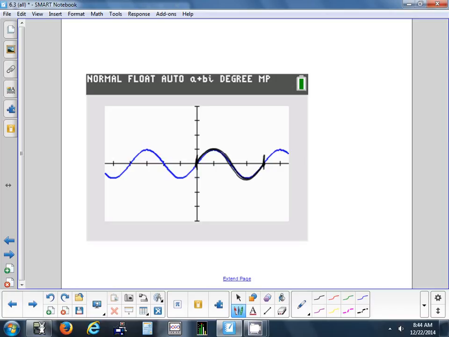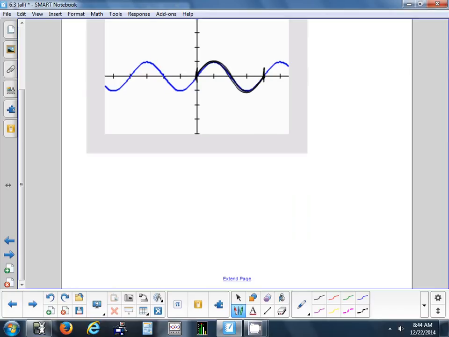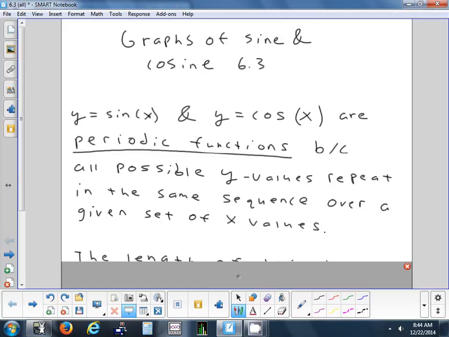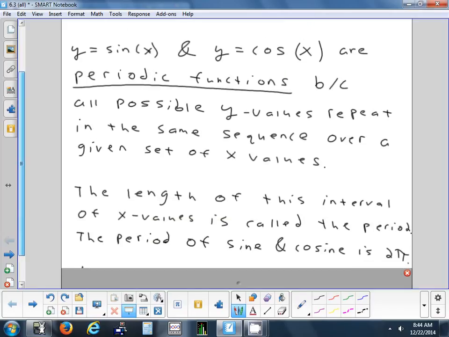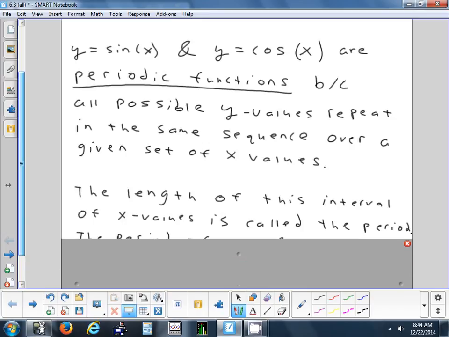The period, I've defined it right there. I already was using that word earlier with you. The length of the interval over which the values start to repeat after that is called the period. And for sine and cosine, it's 2 pi radians. Anybody remember what that is in degrees? Yep, 360. So after 360 degrees, that's when your graph starts to repeat.